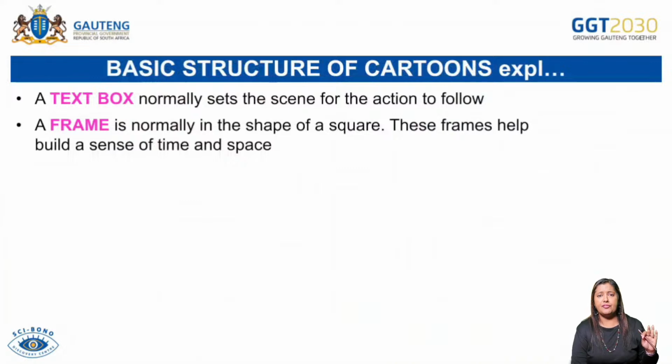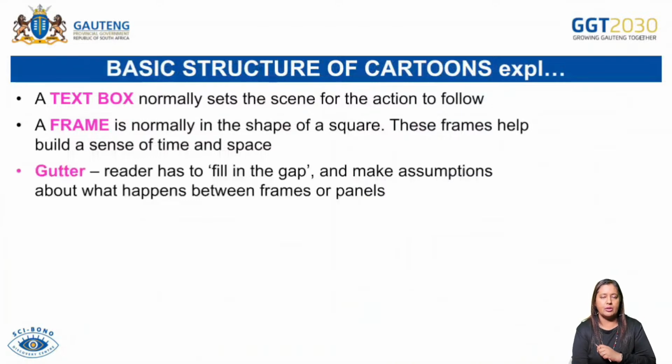Okay. The frame is normally the shape of the square I showed you there, and that helps to build a sense of time and space in which these events are taking place. The gutter is the space between the frame and the actual text box. That is for us to fill in the gap. Our ideas should come through from frame 1 to frame 3 to frame 4. So we can make assumptions. We can think about what's happening or what's going to happen in the next frame or two.